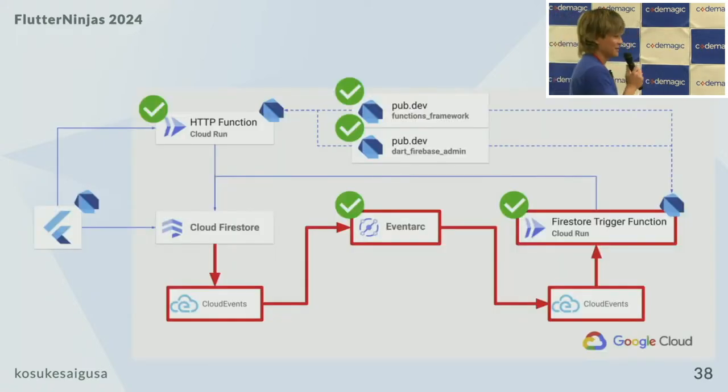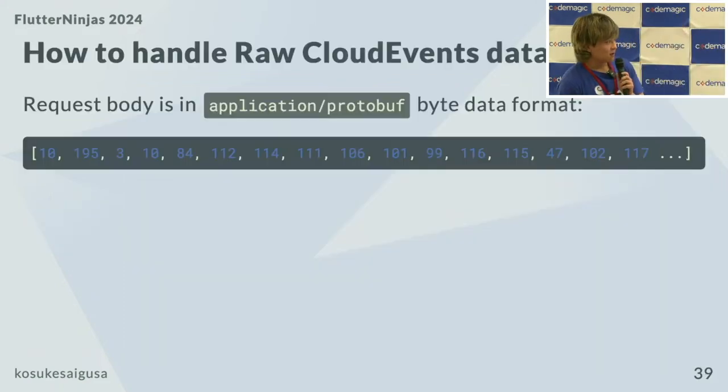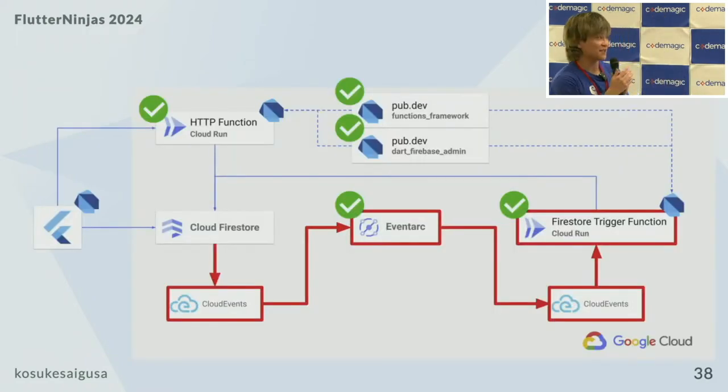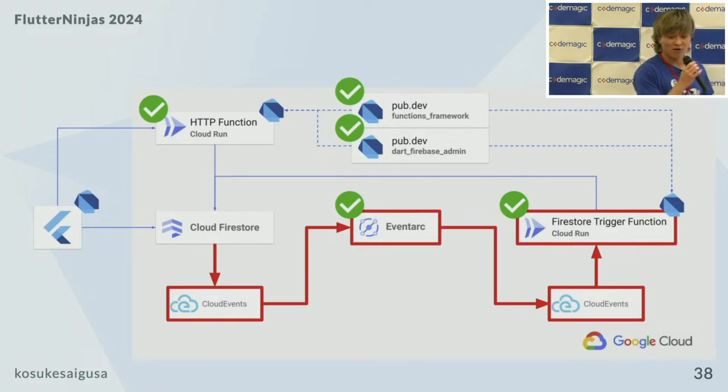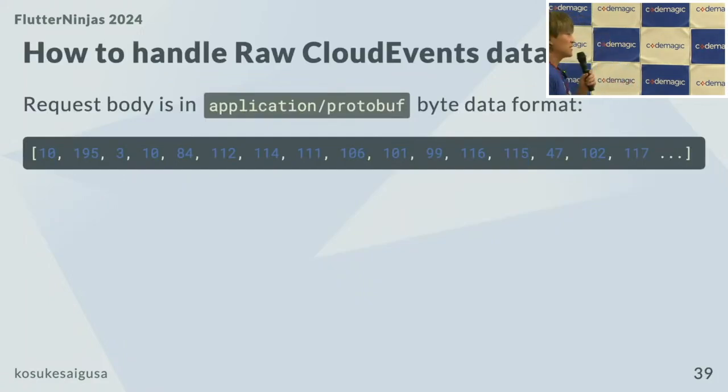So we've learned how Eventarc handles cloud events and how to receive the events from Firestore trigger function this time. So we learned almost everything in the architecture because you know well about Cloud Firestore and Flutter mobile app. But actually this is a question: how to handle raw cloud events data?